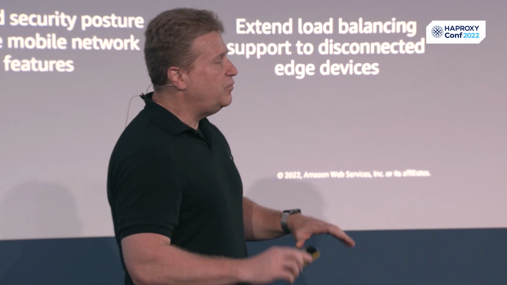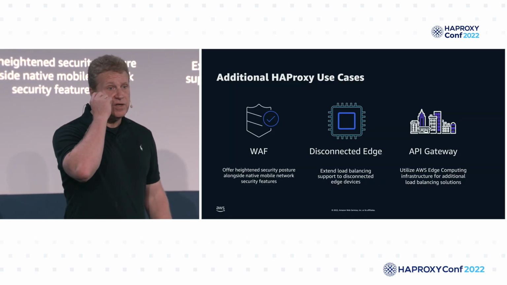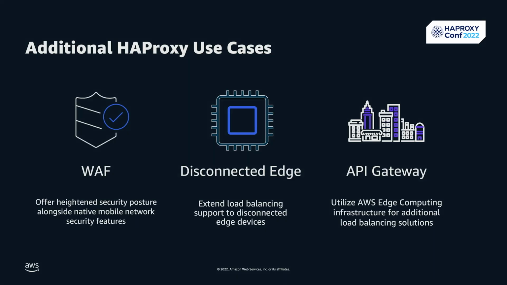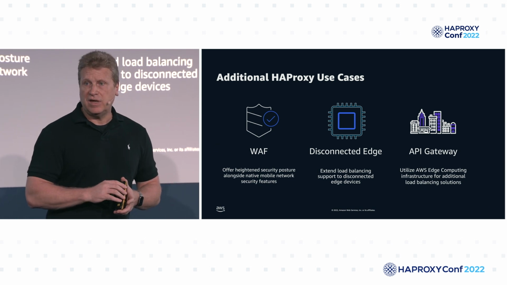Some of the futures that we're really looking at, right, is there are a couple things that are not supported on Wavelength or on our edge today. One is a web application firewall. And the other is API gateway. Neither of those are actually supported on the edge today. So using HAProxy to be able to actually start building out those services is something that we're actually looking at doing.